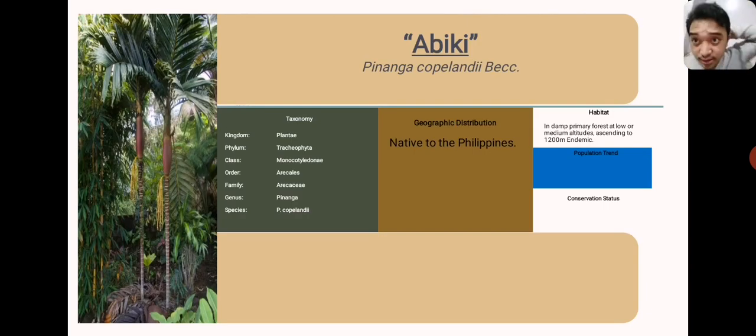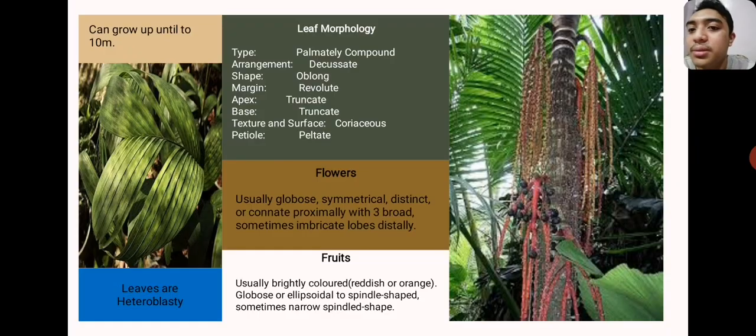The next species is Abiki, Pinanga copelandii. Taxonomy: kingdom Plantae, phylum Tracheophyta, class Monocotyledonae, order Arecales, family Arecaceae, genus Pinanga, species P. copelandii. Geographic distribution is native also to the Philippines. Habitat in damp primary forest at low or medium altitude ascending to 1,200 meters. Endemic. Population trend and conservation status, I didn't find any information about it.